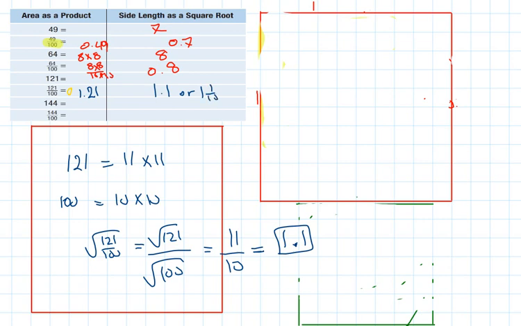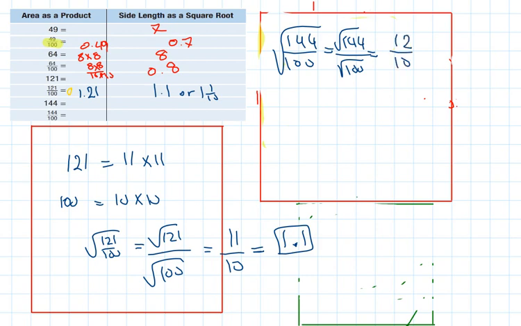Okay, similarly 144 over 100, that's the same as the square root of 144 over the square root of 100, which is 12 over 10, or 1 and 1 over 5.